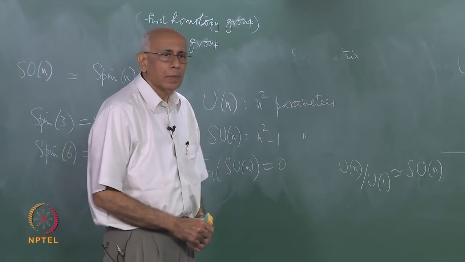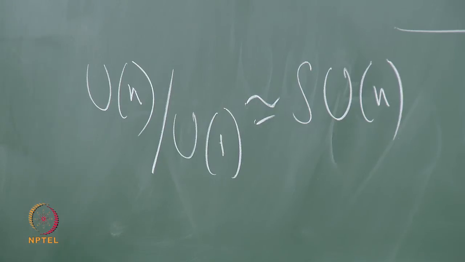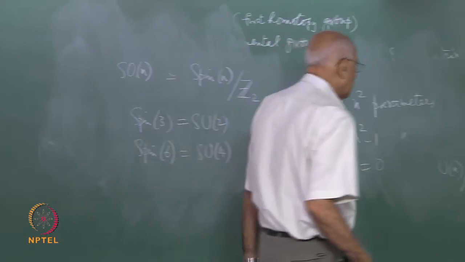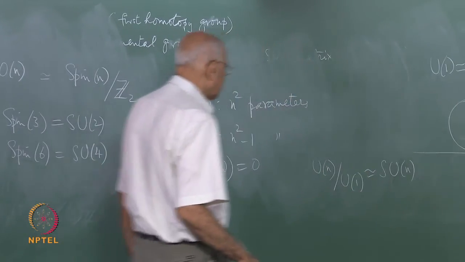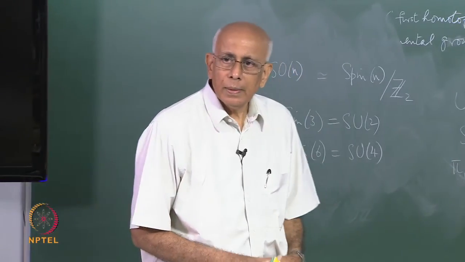Once again, modulo an e to the i theta factor, you have SU(N). So these two are connected up in that fashion. This fellow is simply connected. Pardon? Number of parameters, U(N).